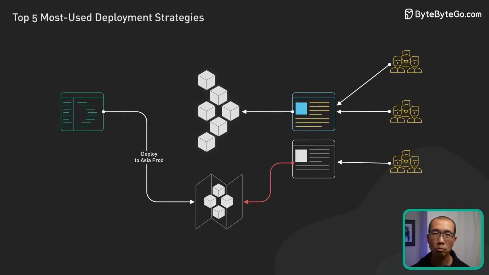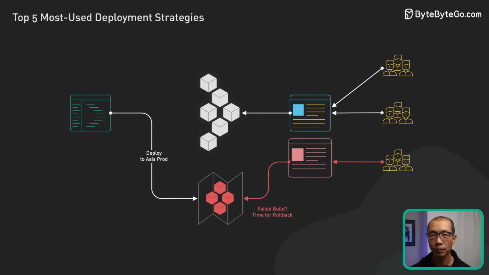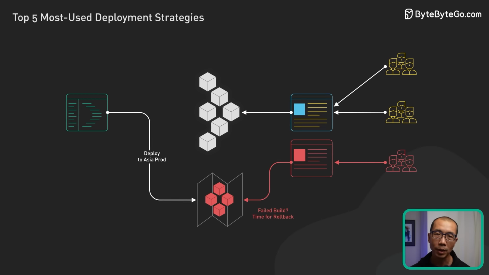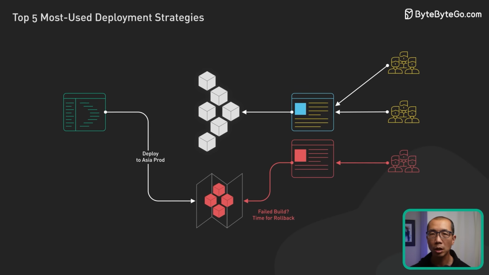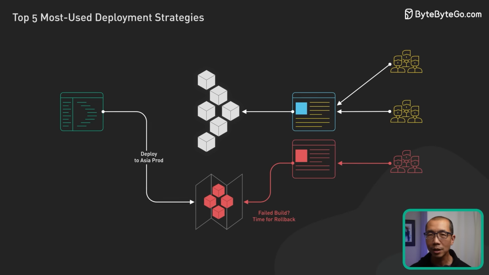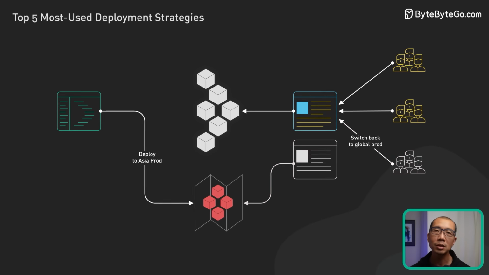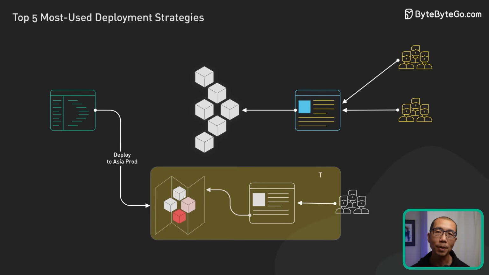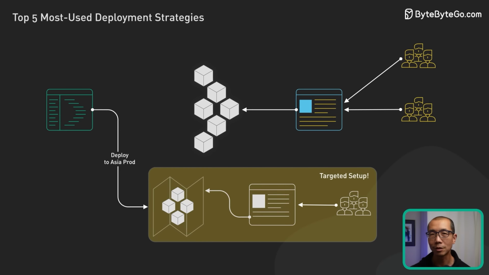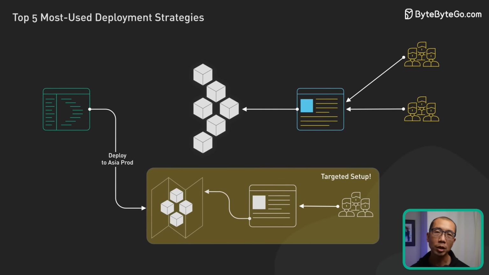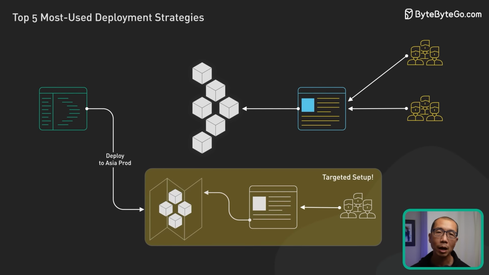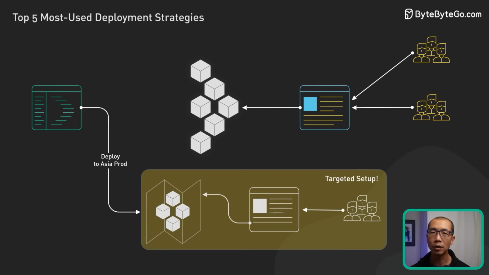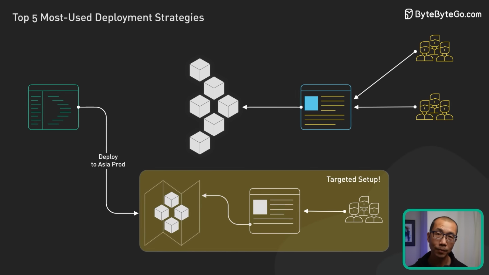But if something goes wrong, we've got a safety net. We can halt the deployment, fix the issues, and try again, all without impacting the majority of our user base. This incremental approach gives us both safety and control. Canary deployment also gives us the power of targeted rollouts. Unlike rolling or blue-green deployments, we can direct our canary based on user-specific criteria, like geographical location or device type.